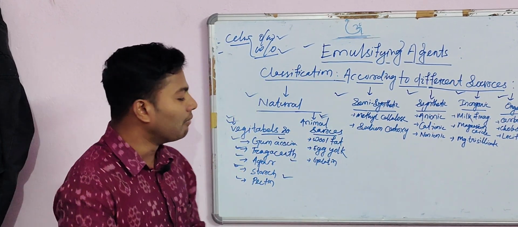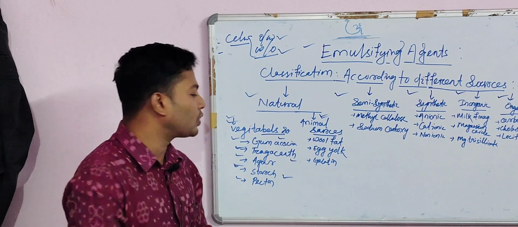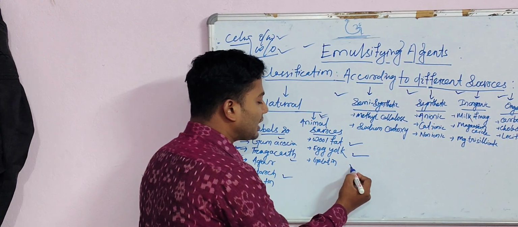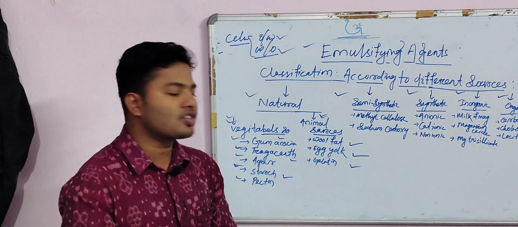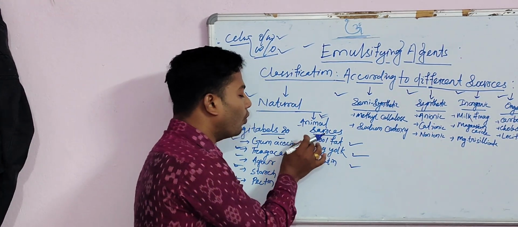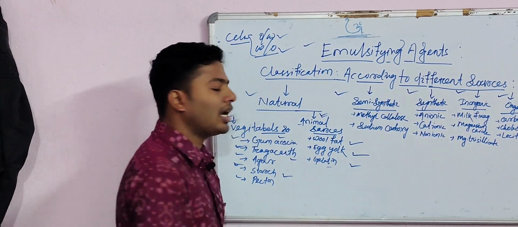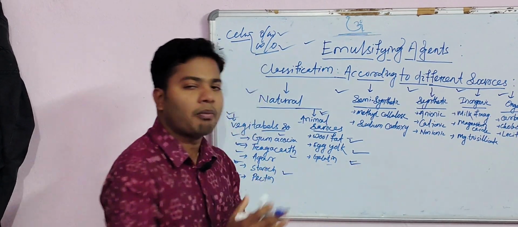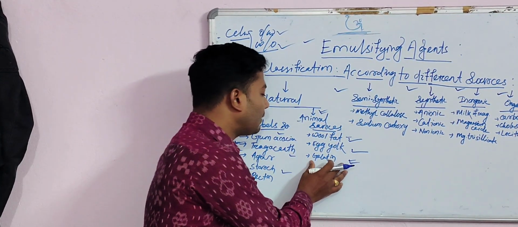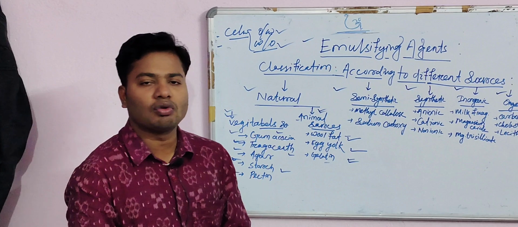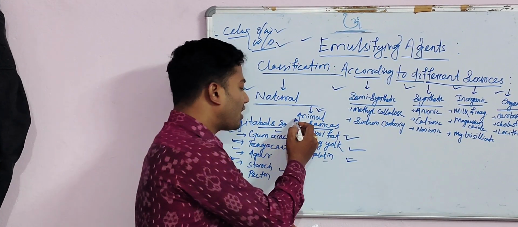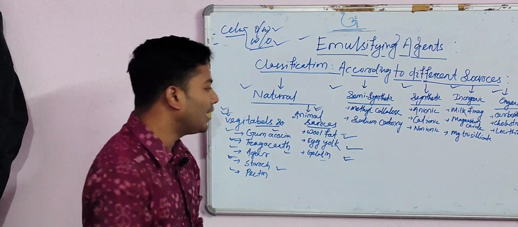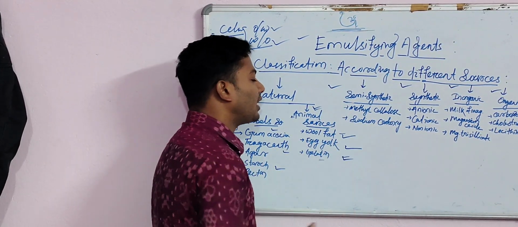From the animal source, which type of emulsifying agent do you have to collect? The first one is wool fat, the second is egg yolk, the third is gelatin. So these are the emulsifying agents you have to collect from the animal source: wool fat, egg yolk, and gelatin. From the exam point of view, wool fat and gelatin are the most important emulsifying agents. Gelatin is an emulsifying agent coming from which source? You can say it comes from the animal source of the natural sources. Clear? And the next one is the semi-synthetic sources.